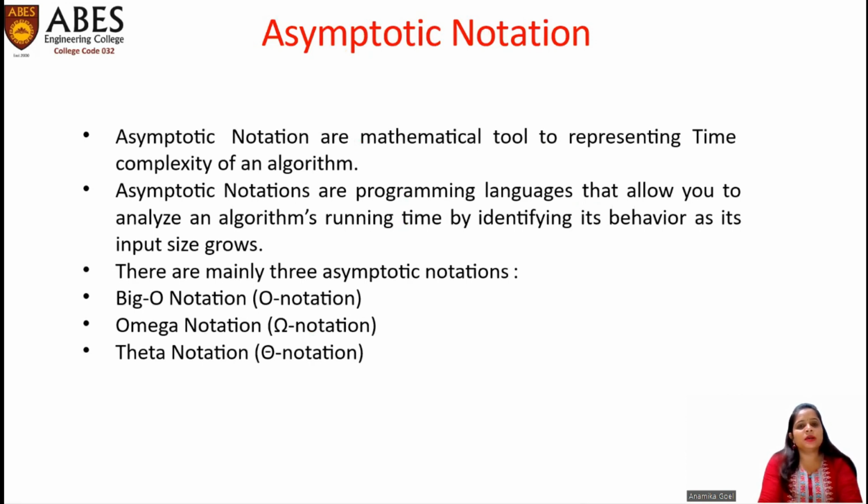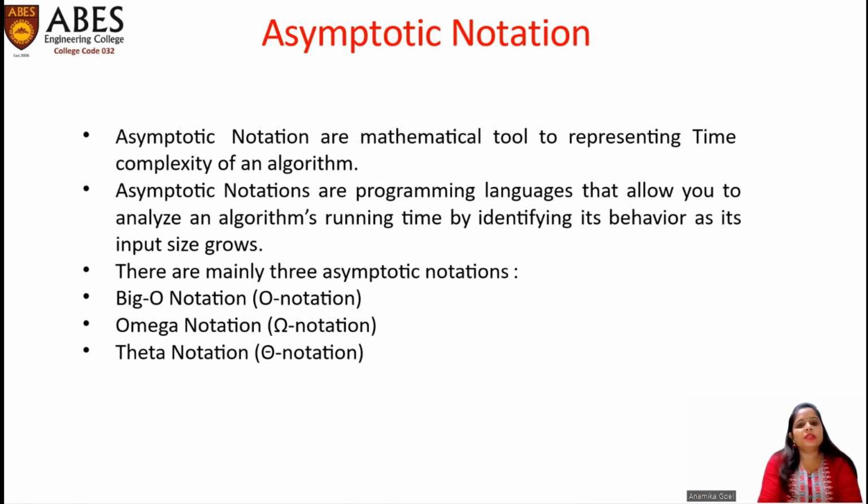Asymptotic notation is a mathematical way of representing the time complexity of an algorithm. Now, what is time complexity? The amount of time that an algorithm takes for its execution is called time complexity. By using asymptotic notations, we are able to measure the complexity of any kind of algorithm.